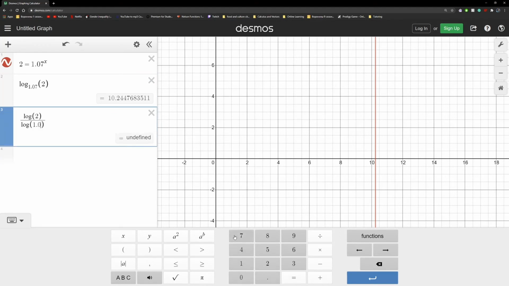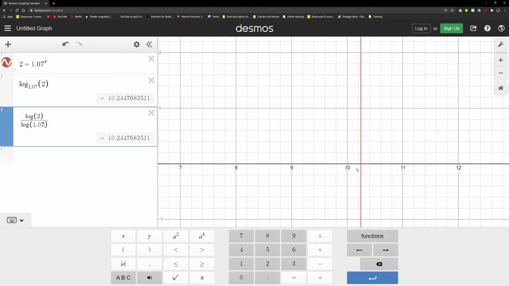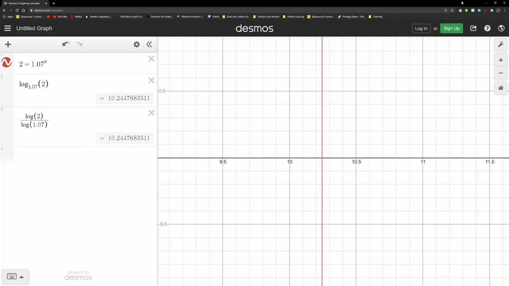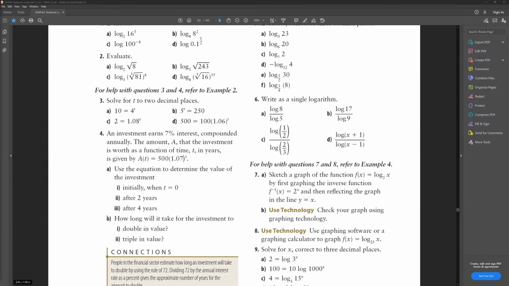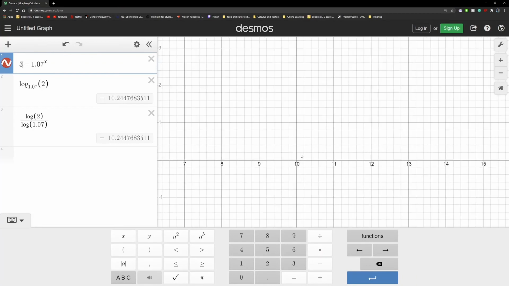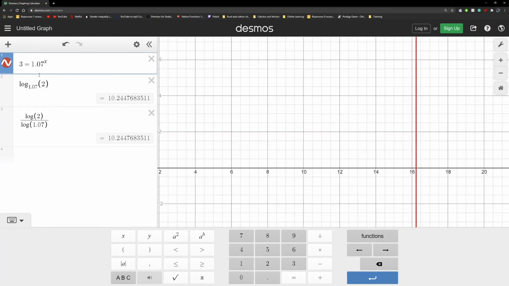So 1.07. As you can see, this gave us the same answer, and that is the same answer the graph gave us. Therefore, we did this correctly. If we were to do question B2, it's telling us to find when it triples in value, which is also super simple. Instead of having a 2, we now have a 3, and it triples at around 16 years. Let's see if that is correct. Yep, 16.2. There you go. Super easy.